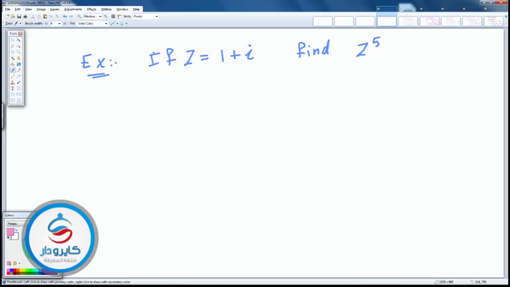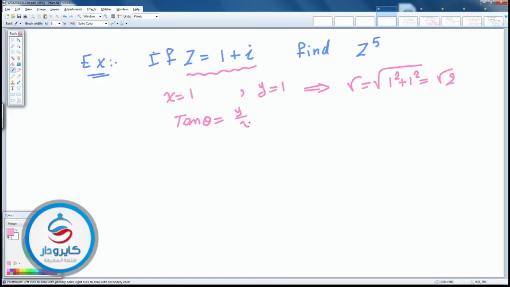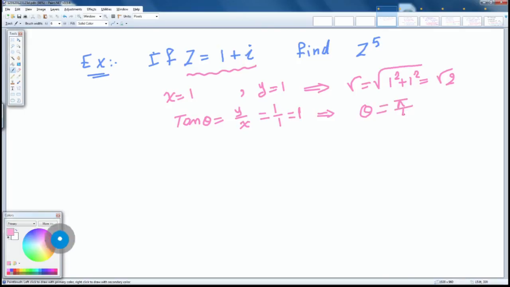Why is it nice? Because we have z here in algebraic form. The easiest thing is to convert it together to trigonometric form. x equals 1, y equals 1, that leads that r equals square root of 1 square plus 1 square equals root 2. Tan theta equals y over x equals 1 over 1, that means 1. Both of them are positive, then theta equals pi over 4, which is 45.